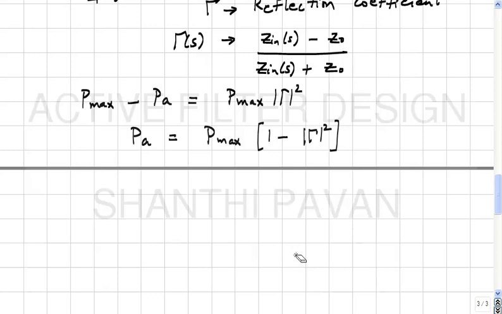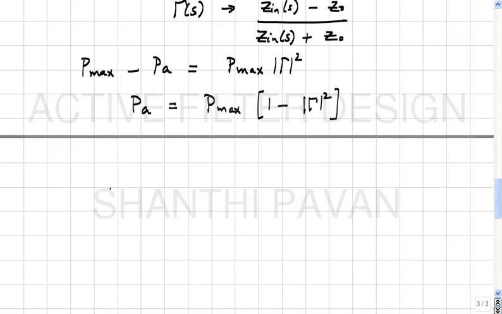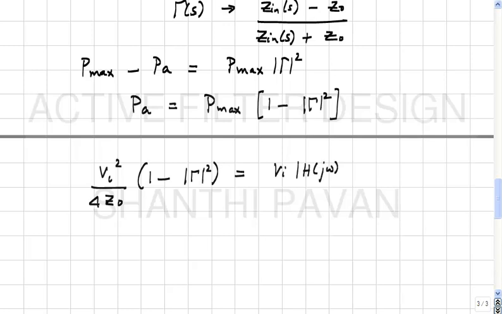All right. So what we are therefore looking at is Vi square by 4Z naught, which is the maximum power that can be dissipated in a passive impedance when it's being driven by a source whose internal impedance is Z naught, times 1 minus mod gamma square. This is the power dissipated in Zn. And what did we want this to be? We wanted this to be Vi square times mod H of j omega the whole square divided by Z naught.